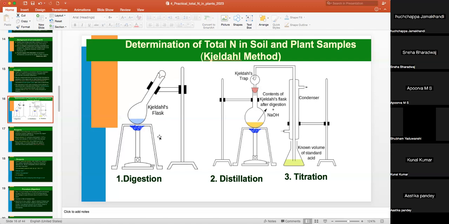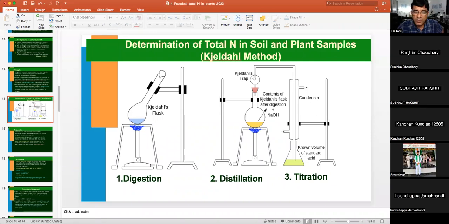Is there anybody who could not follow it, who could not understand it? Kunal, is it clear to you? Sir, digestion clear? Yes, sir. Any doubt? No, sir. Okay.